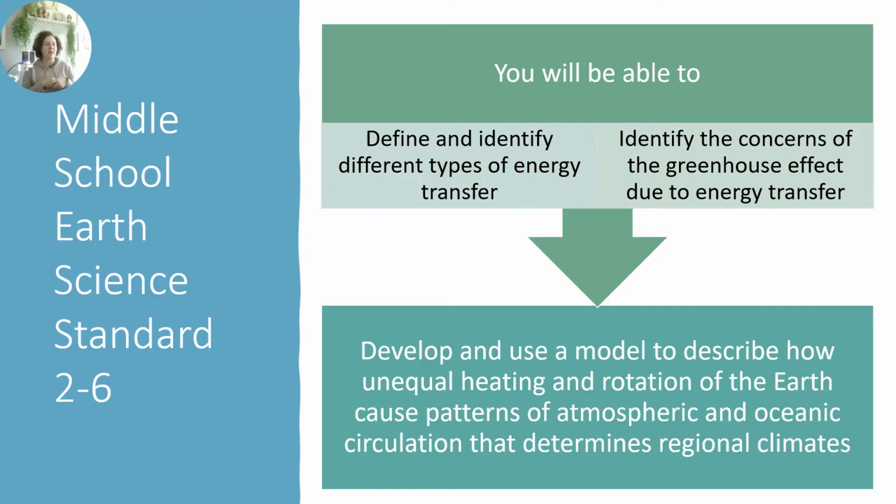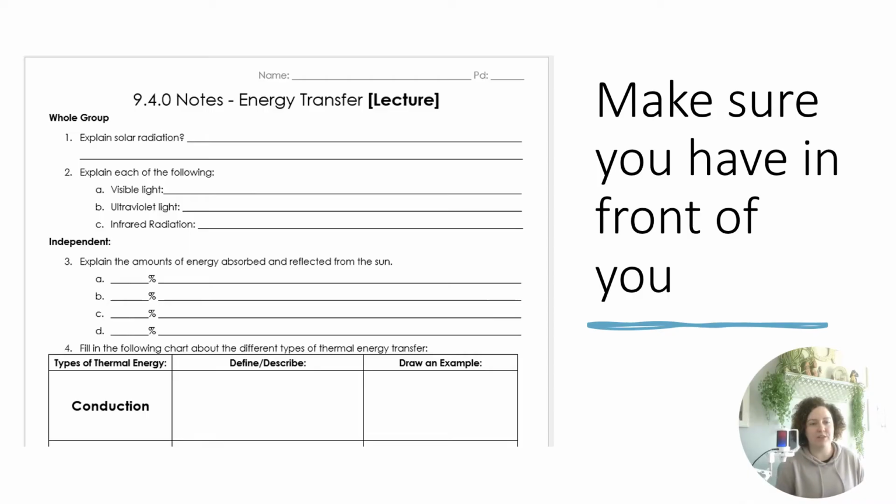So we are still working with Middle School Earth Science Standard 2-6, which states basically that you will be able to develop and use a model to describe the unequal heating and rotation of the Earth causing patterns of atmospheric and oceanic circulation that determines regional climate. Basically, by the end of this, you should be able to define and identify the different types of energy transfer. Remember, there's 3 of them, as well as identify the concern of the greenhouse effect due to energy transfer. So make sure you have these notes in front of you and let's get going.